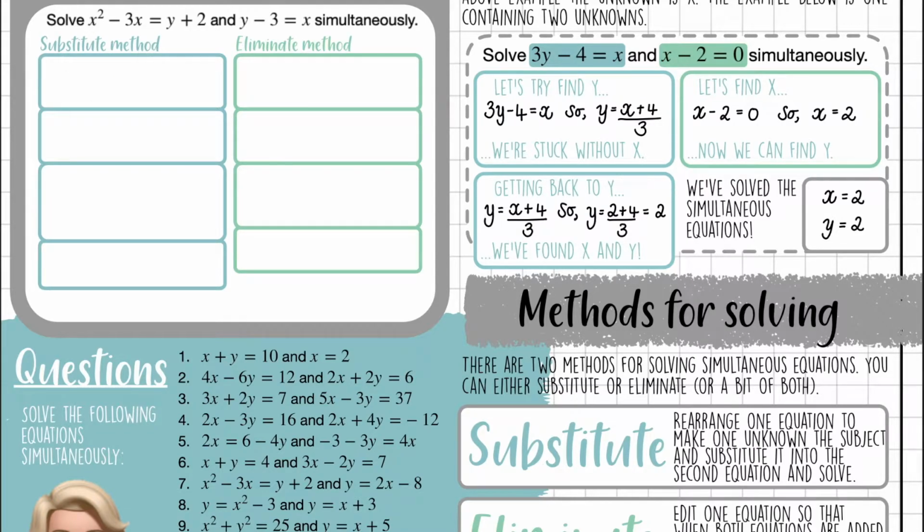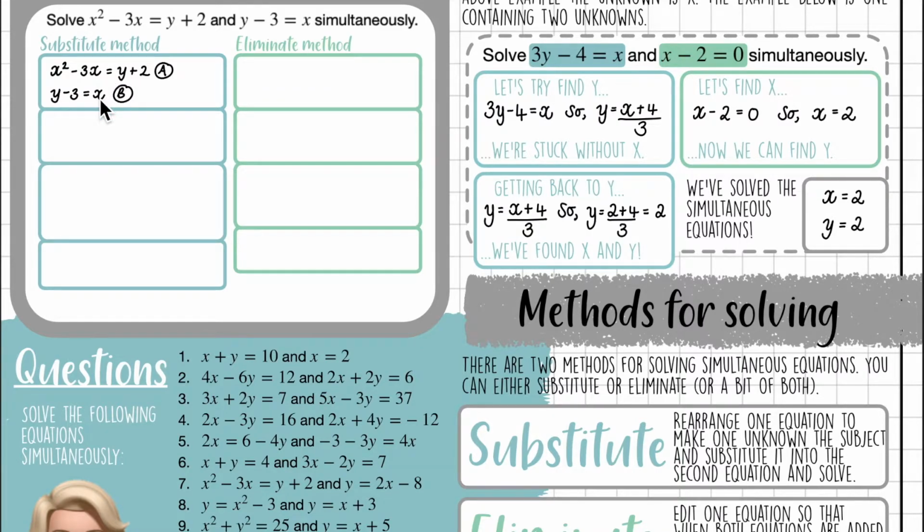Same as usual, write out your equations and label them. Again, with the substitute method, you want to rearrange your simplest equation so that one of the unknowns is a subject. I think equation B looks pretty simple, and I'm going to rearrange it to make y the subject because there's only one y term in this equation. So that makes it a lot easier.